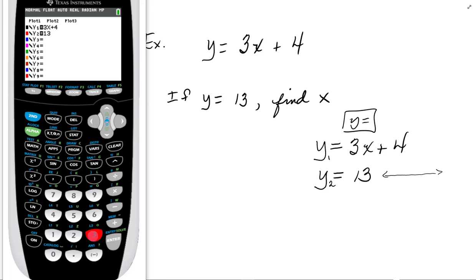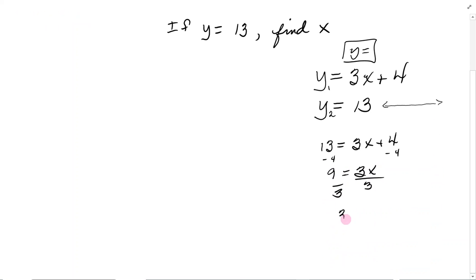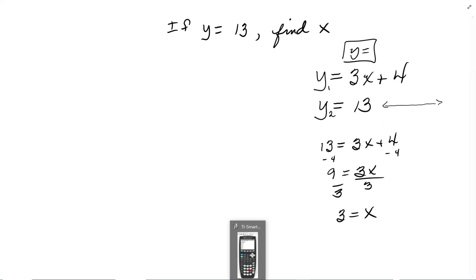Now, if I were going to do this algebraically, I would take this value of 13 and I would put it in for y. So I would say, okay, 13 is equal to 3x plus 4. I would have to subtract 4. I would get 9 is equal to 3x. Divide by 3, and I'm running out of room. 3 is equal to x. You can see that this took more work. How does the calculator do it?